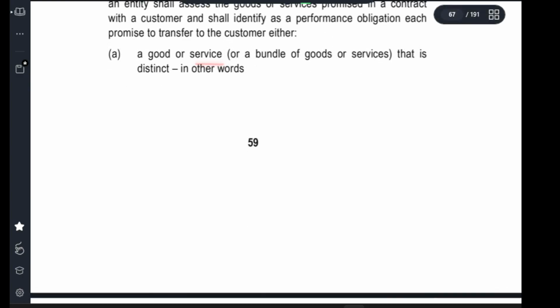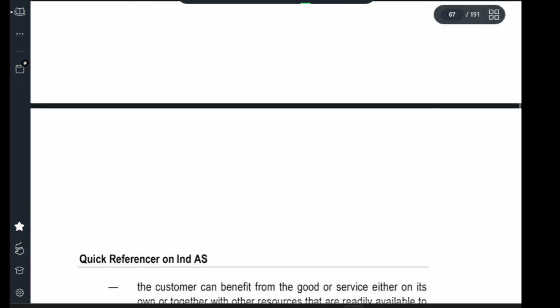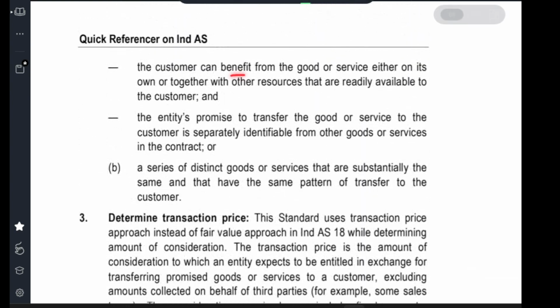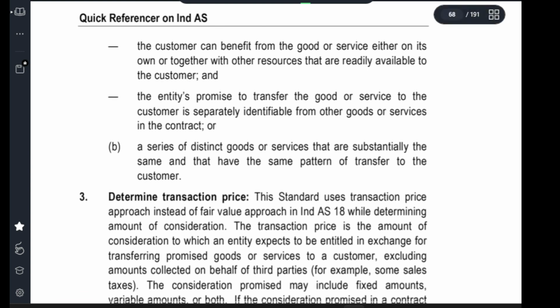The goods and services, or a bundle of goods and services, must be distinct. It can be goods, it can be services, or it can be both goods and services. The customer can benefit from the goods or service either on its own or together with other resources that are readily available to the customer. So it can be already there to be delivered, or to be developed or to be given, both goods and service or separately. The entity promises to transfer the goods and services to the customer in a form separately identifiable from other goods and services in the contract.